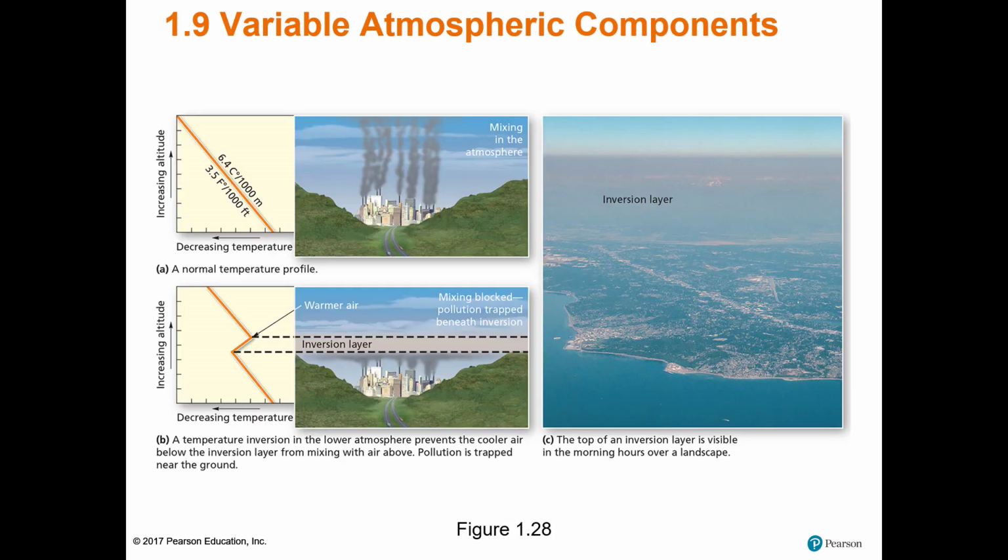So here's an example of an inversion layer, and you can see in the upper part of this diagram that the pollution is mixing in with the atmosphere, but in the bottom diagram there's an inversion layer which is trapping a lot of that pollution, and this is caused by warmer air, and it's known as a temperature inversion. And on the right you can see what it looks like over a landscape.